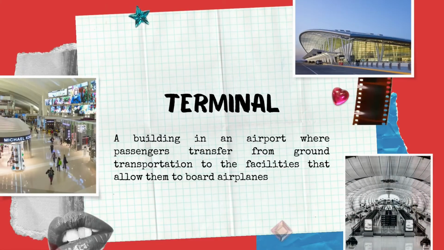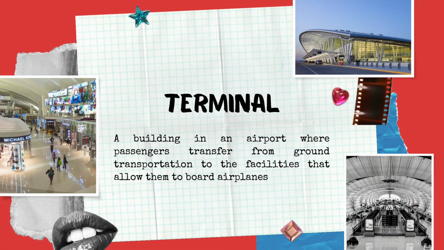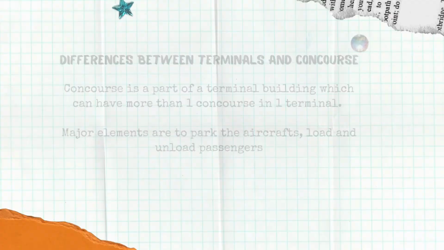For terminal. Terminal is a building in the airport where passengers transfer from the ground transportation to the facility that allows them to board airplanes. Within the terminal, passengers can purchase the ticket, go through the check-in process, transfer their luggage, and go through the security.